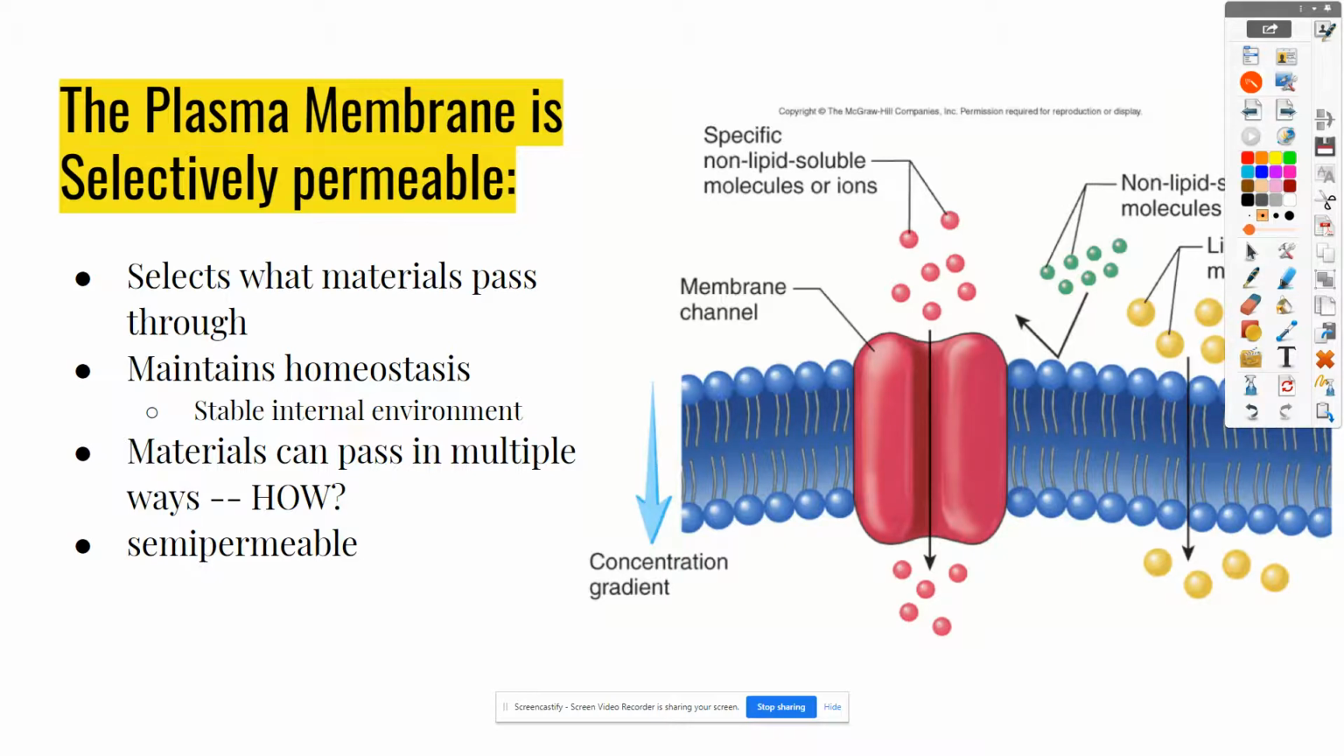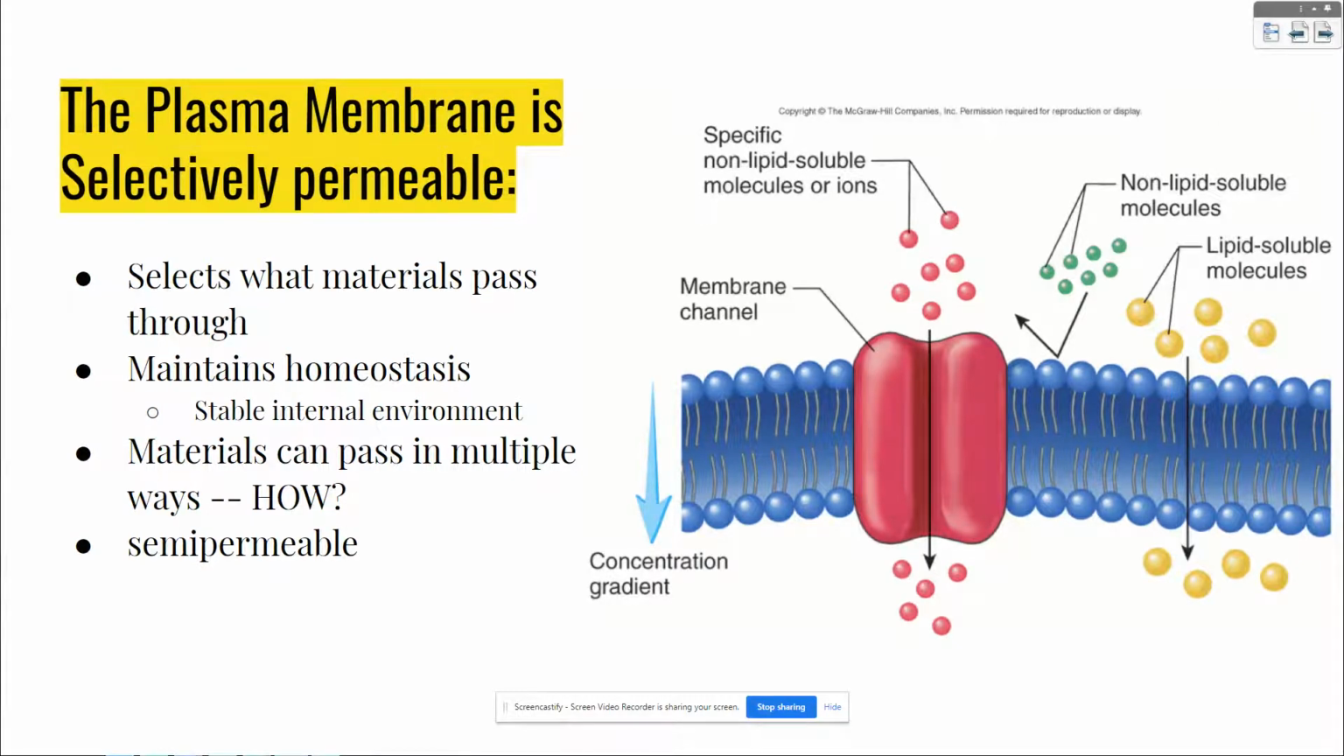For it to be selectively permeable, for it to be picky, it has to have multiple ways for different molecules to come through. Some molecules can come straight through the lipid bilayer. And if you remember in the soap lab, the things that could go straight through the membrane were the things that were covered in soap, the things that were like the soap membrane.